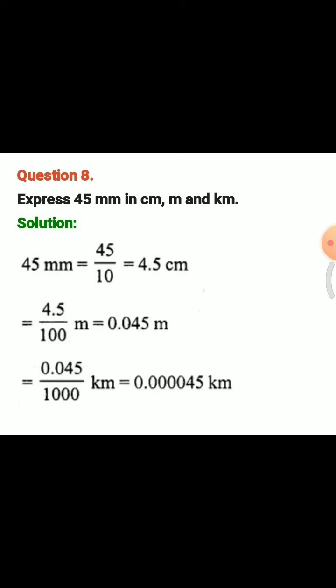So 1 meter equals 1 by 1000 kilometer. So 0.045 meter equals 0.045 divided by 1000 kilometer. You place the decimal to the left by 3 digits, so your answer will be 0.000045 kilometer. That's clear, beta?